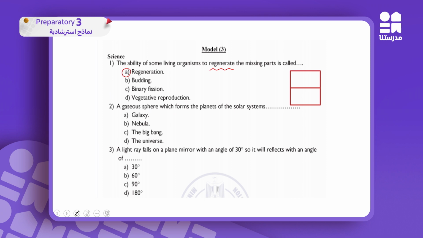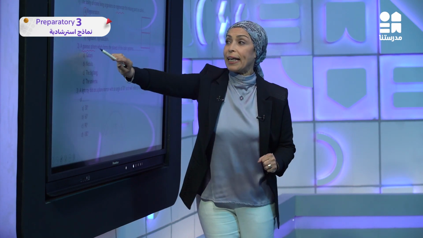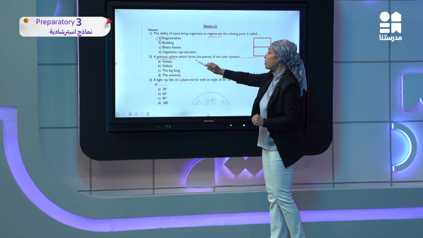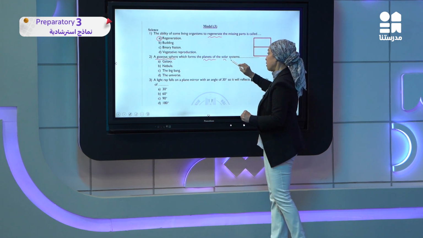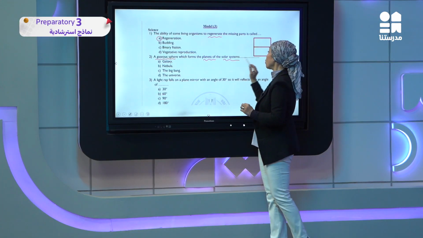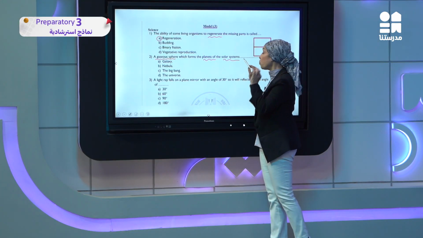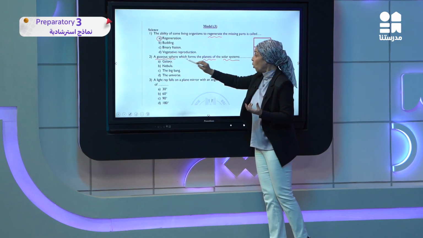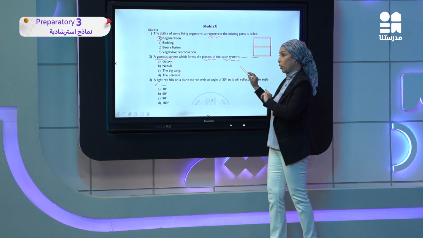A gaseous sphere. This question is very important and very tricky question. Why? Because sometimes you got this word and then you are going to choose right away something specific, which I will tell you now. A gaseous sphere which forms the planets of the solar system. You have to know dear students, that you have to read the question until the full stop, until the last part to choose the right answer.